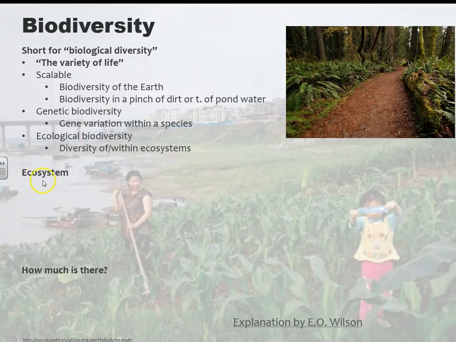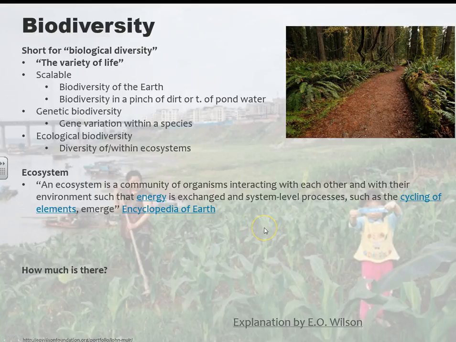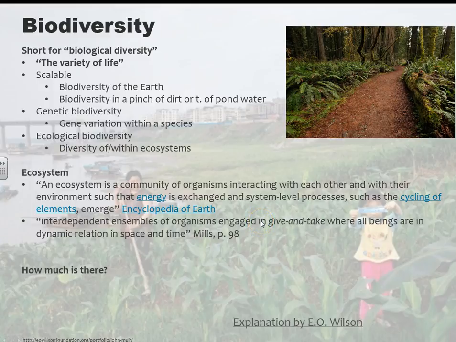So ecosystem, which I'm sure you've heard at some point in your life, but the question is, what exactly is an ecosystem? You can read this definition. There are some links there. But basically, you can think of an ecosystem as a community of organisms that somehow relate to each other. They might not be directly dependent on one another, but there is some relationship between the organisms. This is just another definition: interdependent ensembles of organisms. So there is a dynamic relation in space and time, which just means there is some relationship between these organisms.